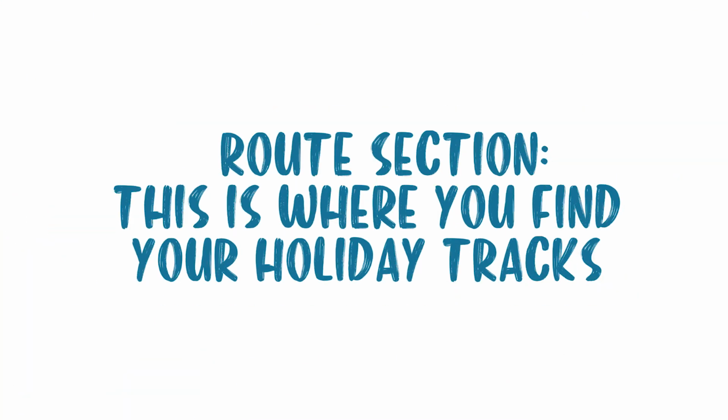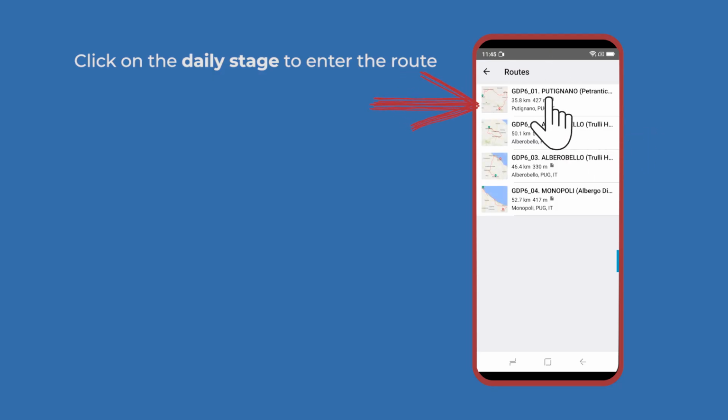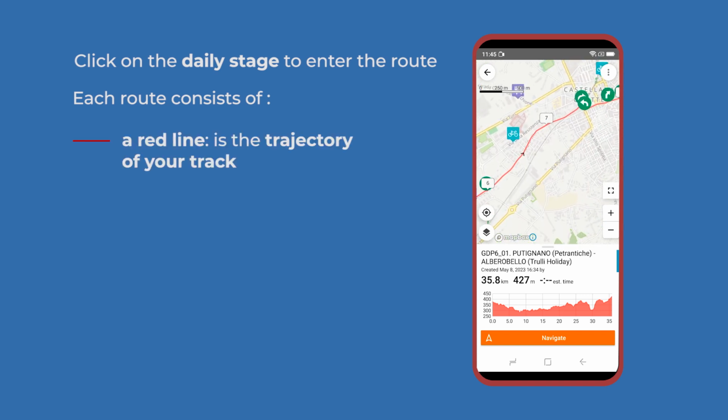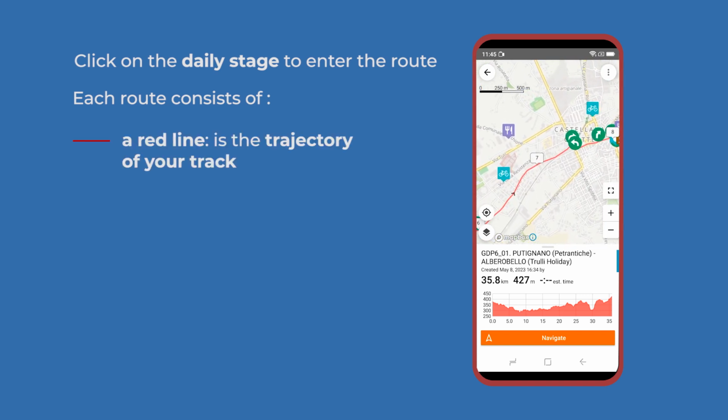Route section. This is where you find your holiday tracks. Click on the daily stage to enter the route. Each route consists of a red line, which is the trajectory of your track, and black arrows, which show your direction.